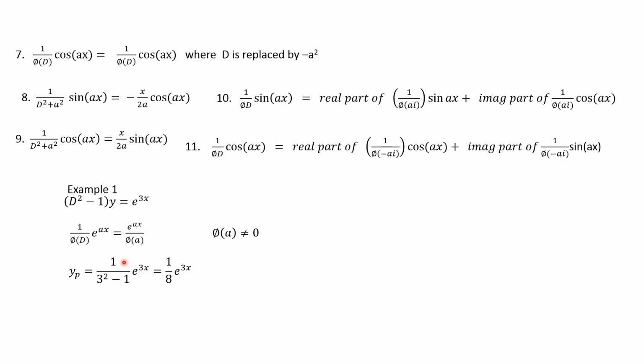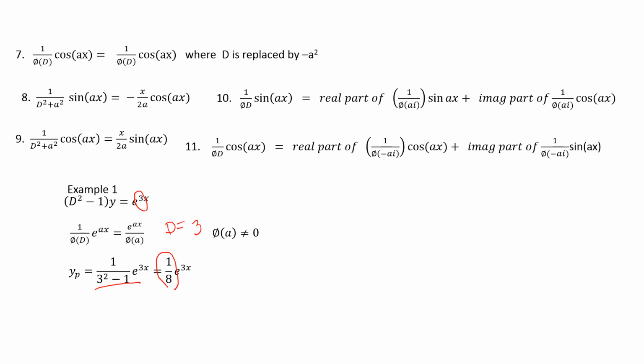Our particular solution now, using this formula, what do you substitute? You only substitute D for D equals 3. Where did you get this 3? 3 is taken from the power of e. And then this gives you simply 1 over 3 squared minus 1. And that gives you 1 over 8 e to the 3x.